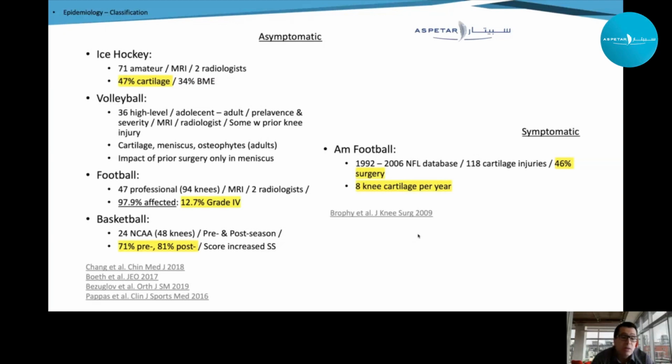It's also interesting to see that in basketball, at the NCAA level for example, you can see differences during the season. They had MRIs at the beginning of the season and at the end of the season, and they found a 10% increase of prevalence in these basketball players. But what we also know from the literature in terms of epidemiology is that in the NFL, in a very big database they have, they do something like 8 knee cartilage reconstruction and repair surgeries per year.